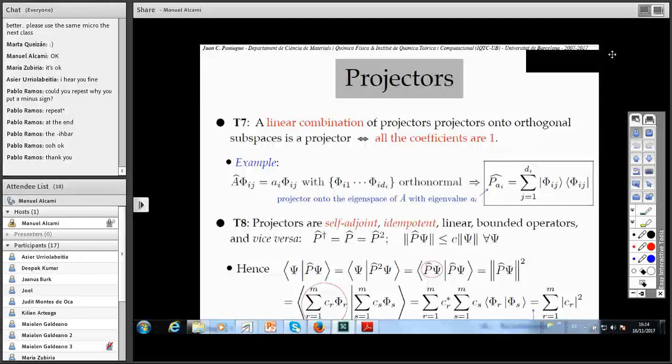Well, as we will see, there is a special type of operators that play a very important role in quantum mechanics. These are the projection operators.